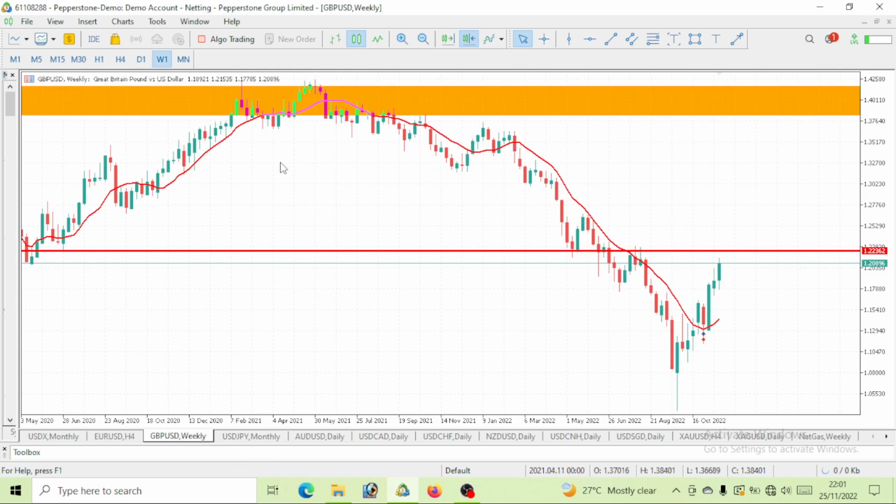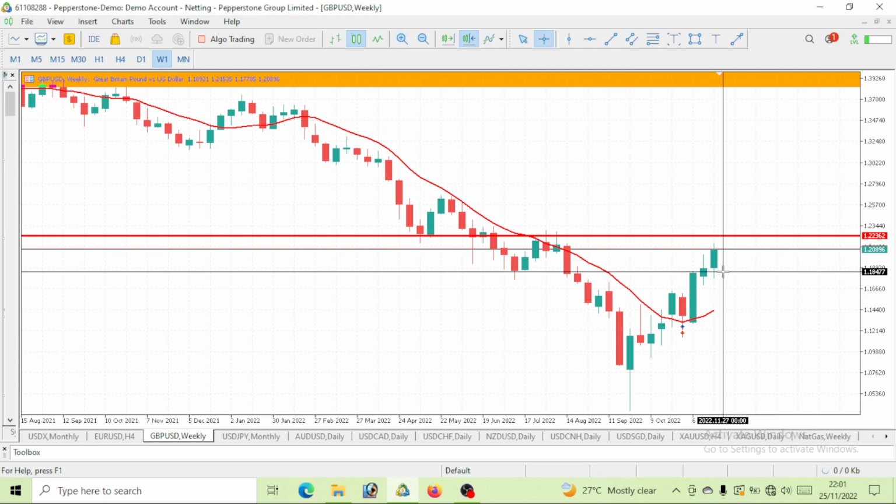Now we would go to the next one, which is GBPUSD. Notice that we did analysis on GBPUSD. We talked about it giving us a bullish move.